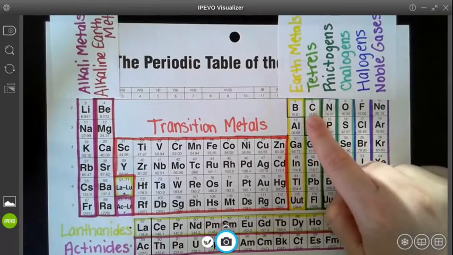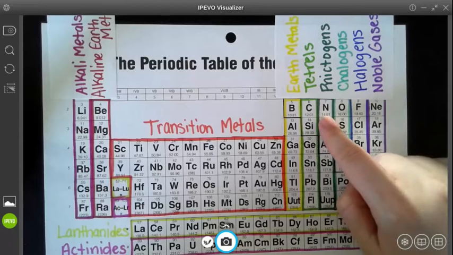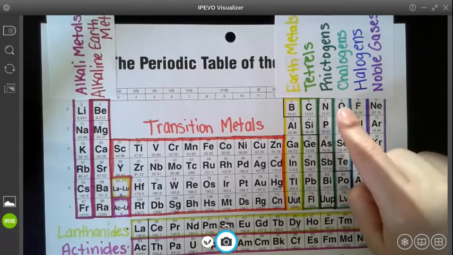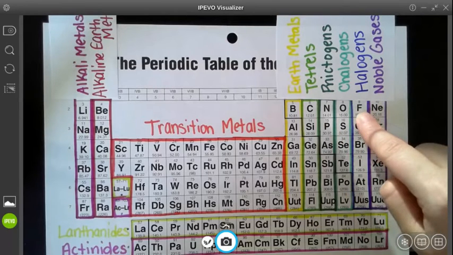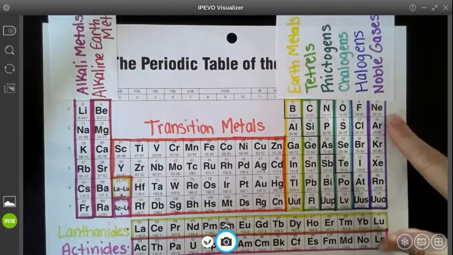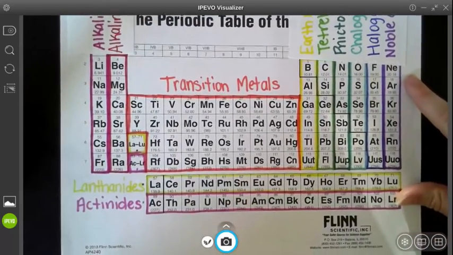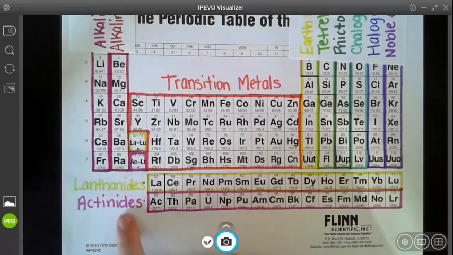The carbon family are tetrels. The nitrogen family are called pnictogens. Halogens are the oxygen family. Fluorine are known as halogens. And then your last group are noble gases. And then we have 2 more groups at the bottom, the lanthanides and actinides, or lanthanide series and actinide series. Again, those are those 15 elements that are pretty reactive.